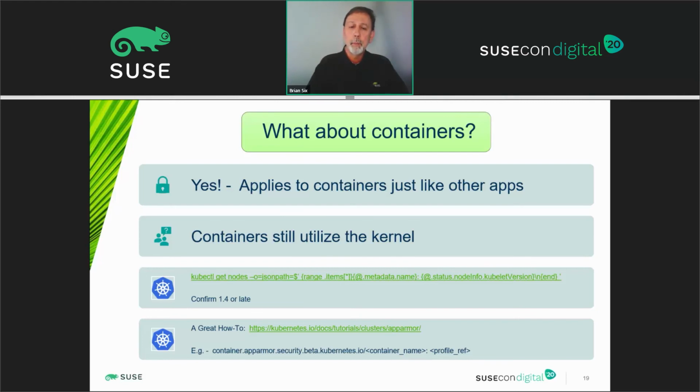In fact, because containers and traditional applications still use the Linux kernel, AppArmor is still an option for us to secure those particular applications. Now, in a Kubernetes cluster, AppArmor functionality was added in the 1.4 version of the nodes that are deployed in the cluster. And I've given you a command here to help you determine if your nodes are of that particular version or greater, so you can copy and paste that and use that as necessary.